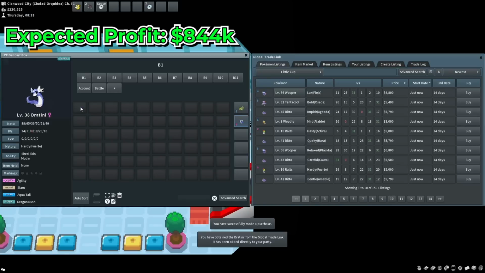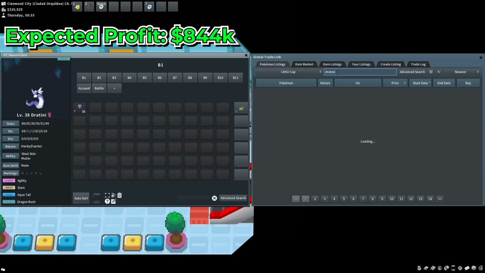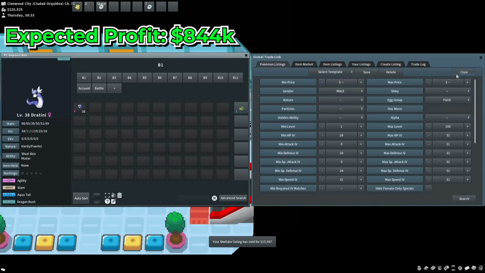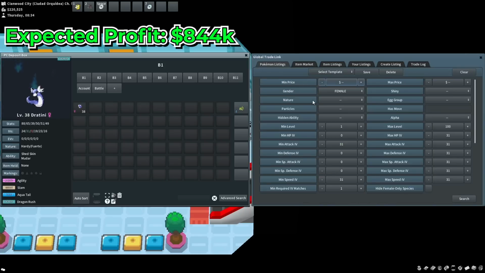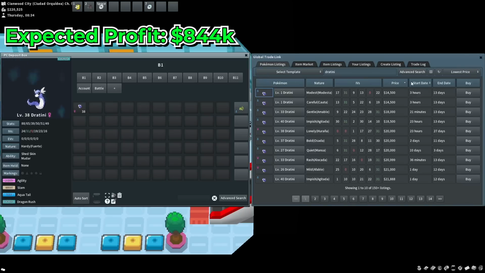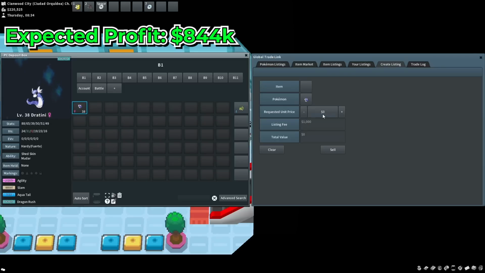Now Dratini for 5k with 31 goes for around 20. Dratini clear 31, 31, 1, and then female. See, yep, around 20, and without female 15. So we'll put it under this guy here, 18499.